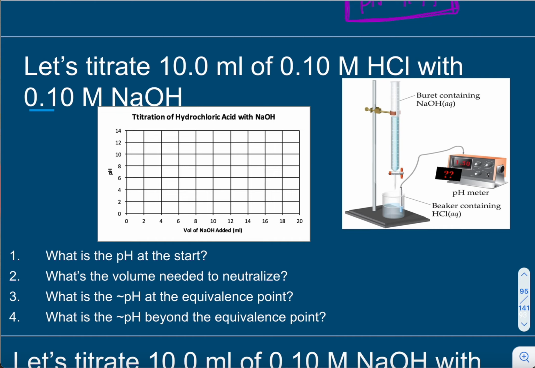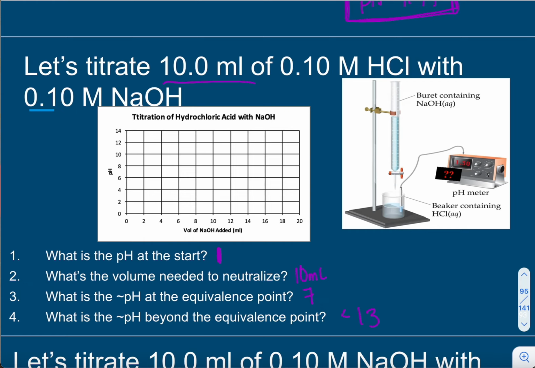So the pH value at the start, you can just take the concentration of the strong acid and negative log it. You would get 1. The volume needed to neutralize is 10 mils because it's a monoprotic acid and NaOH has 1 hydroxide per mole. The pH at the equivalence point is going to be 7 because it's strong acid and strong base. So remember, when strong acid reacts with strong base, it neutralizes to water, so it's going to be 7. The pH beyond the equivalence point will be a little less than 13.